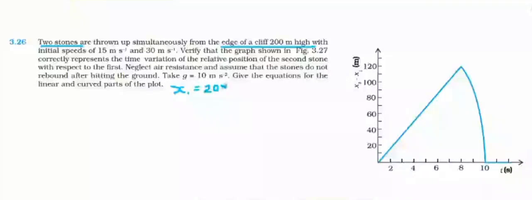Then next, question 26, one graph is given. Two stones are thrown simultaneously from the edge of a 200 meter high place, we can take as initial position x naught is equal to 200 meter.